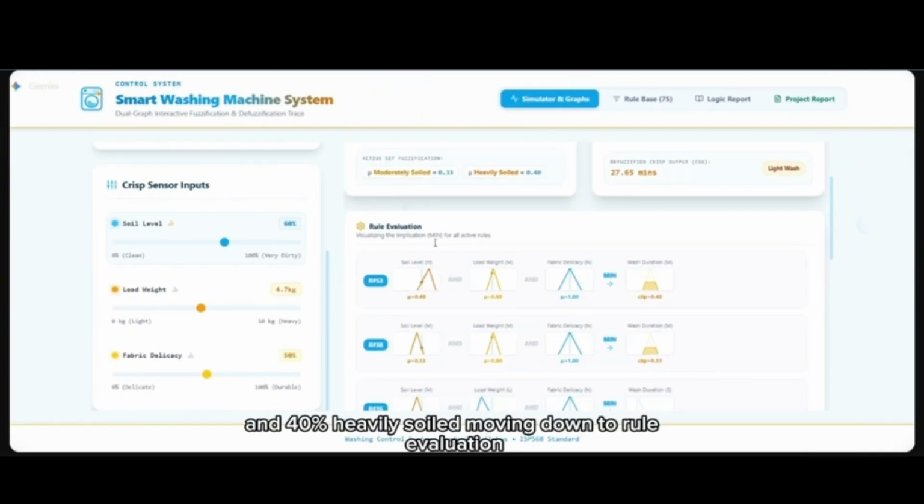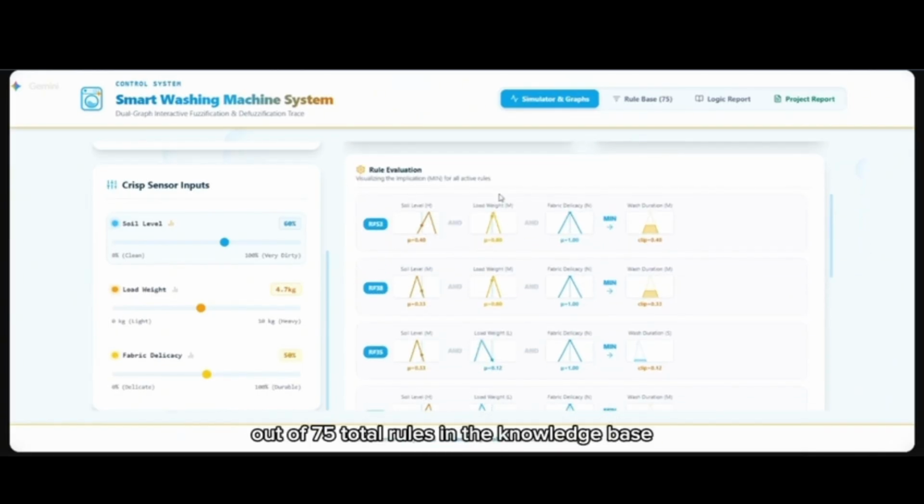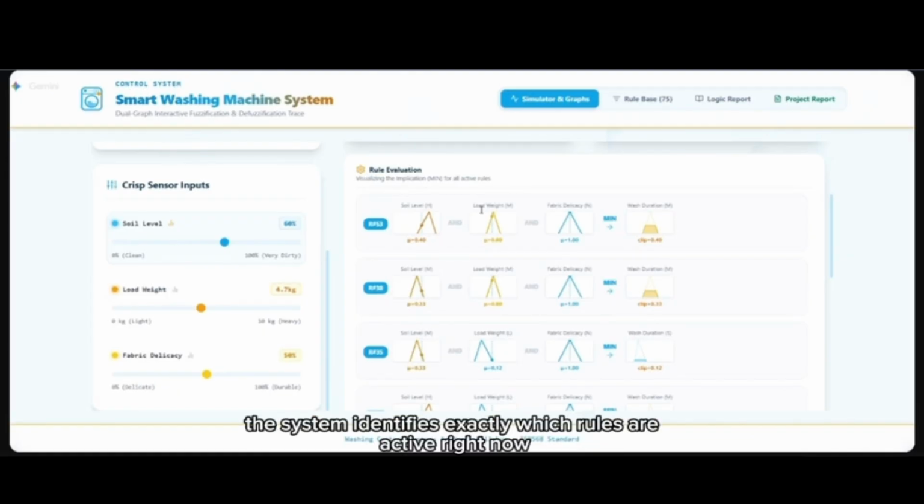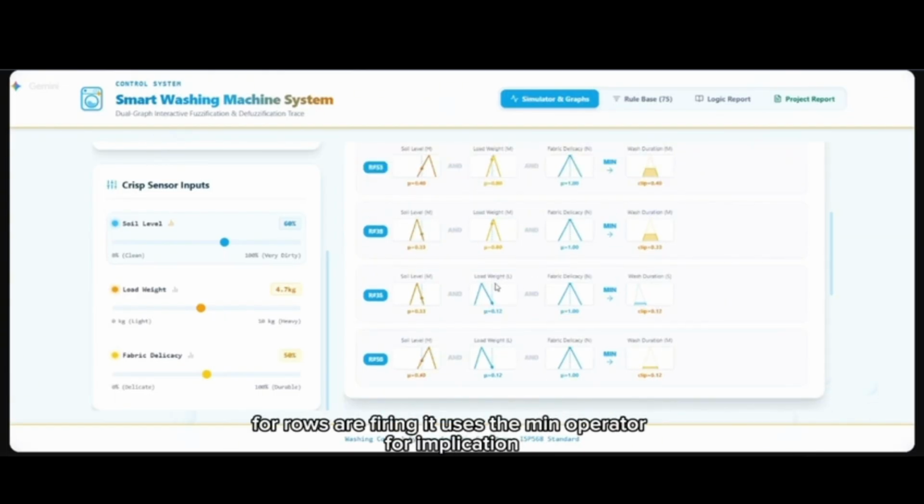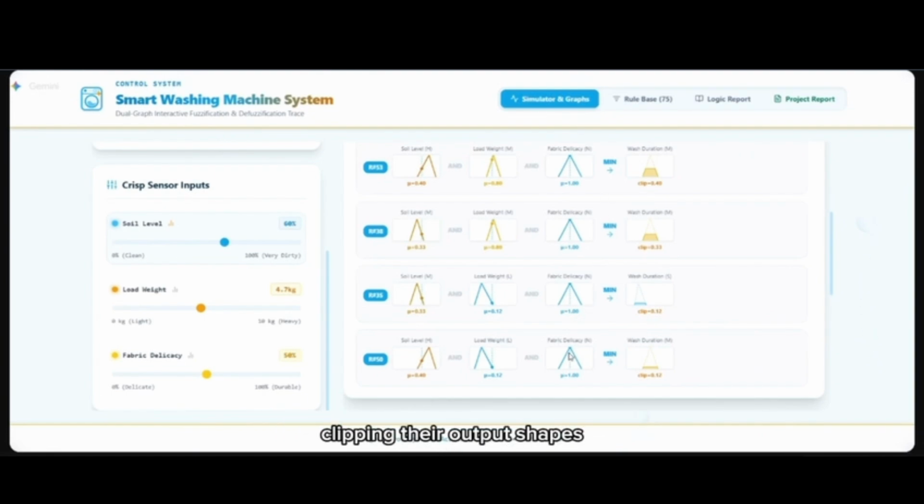Moving down to rule evaluation, out of 75 total rules in the knowledge base, the system identifies exactly which rules are active. Right now, 4 rules are firing. It uses the min operator for implication, clipping the output shapes. Then, let's look at Graph 2, results and clipping.